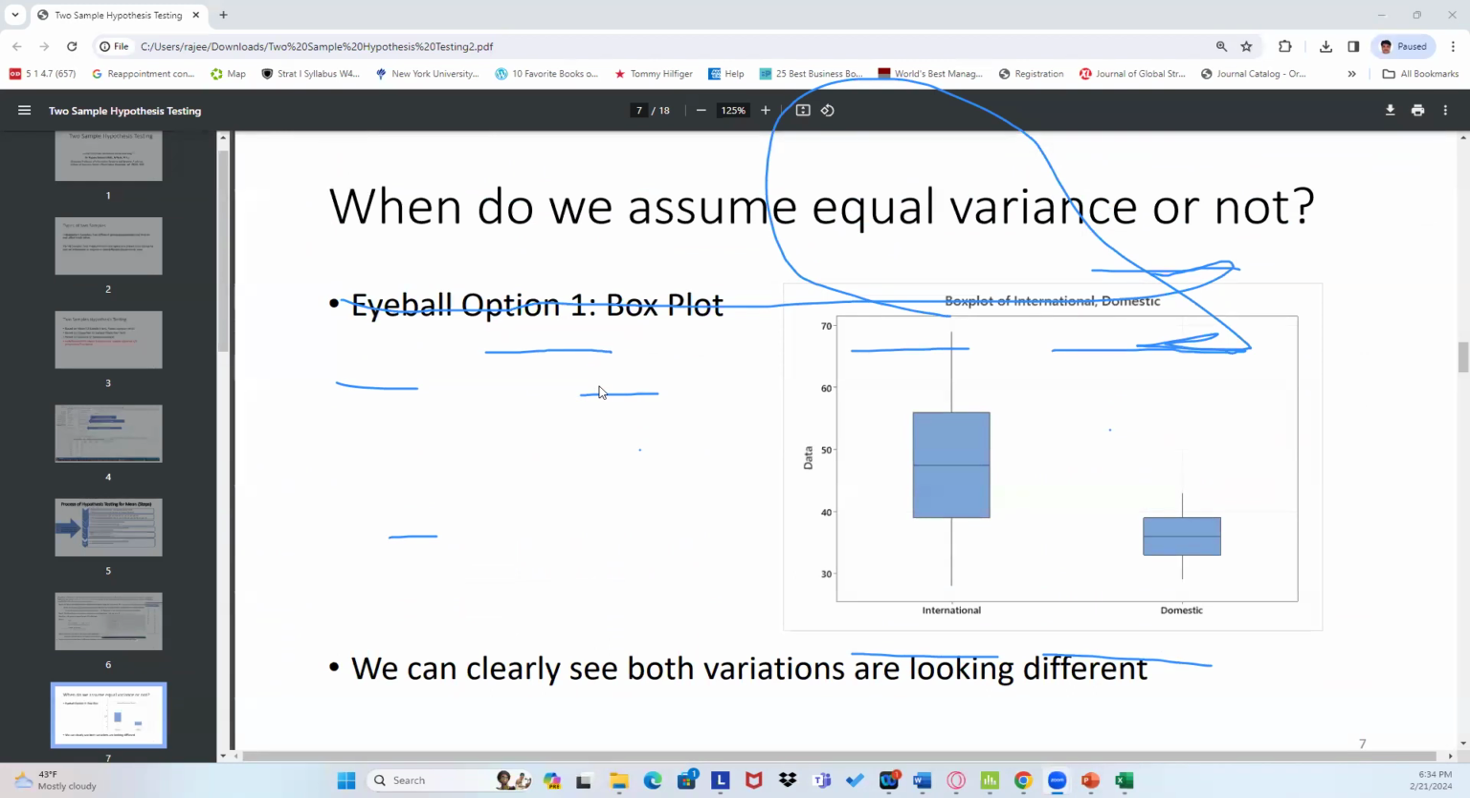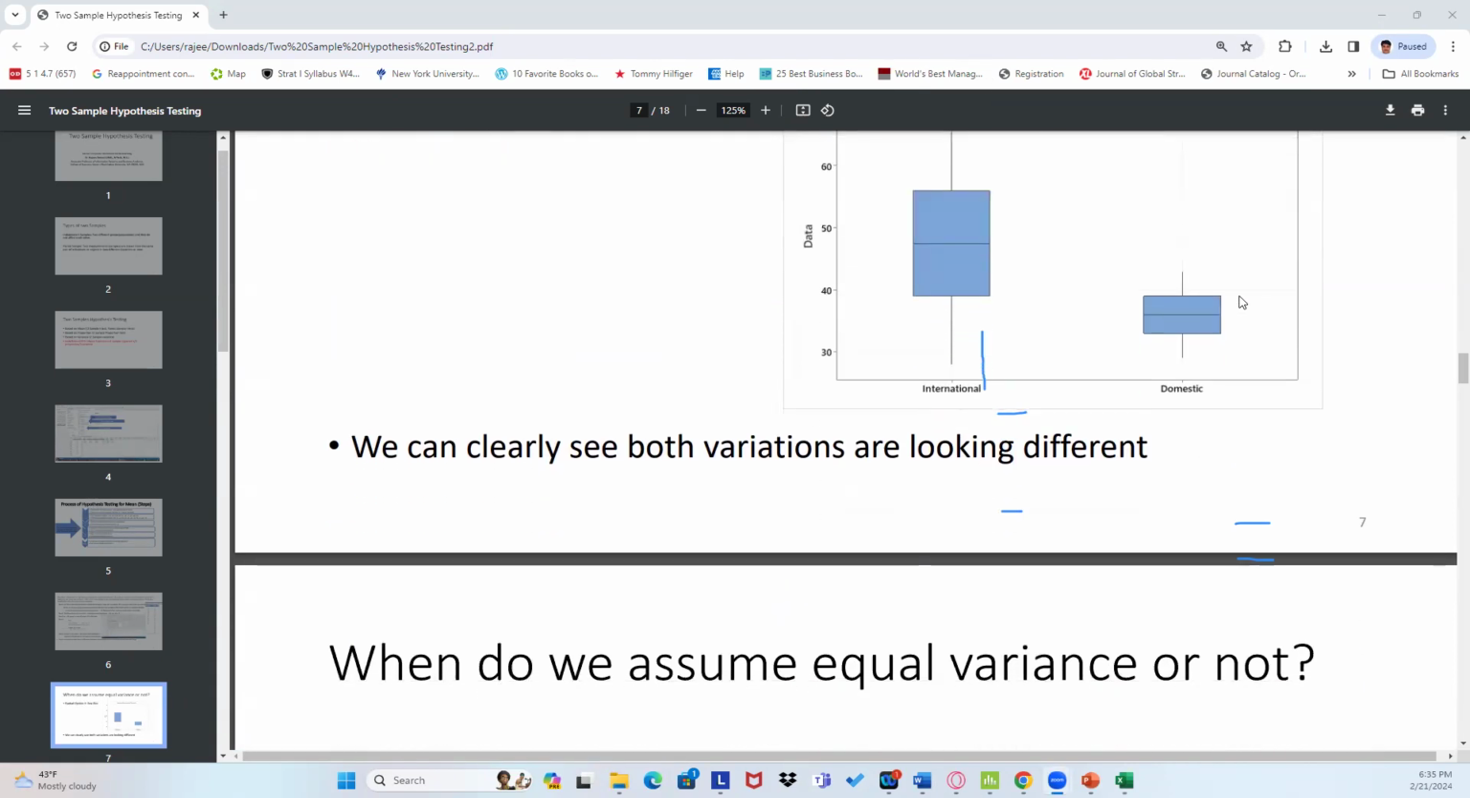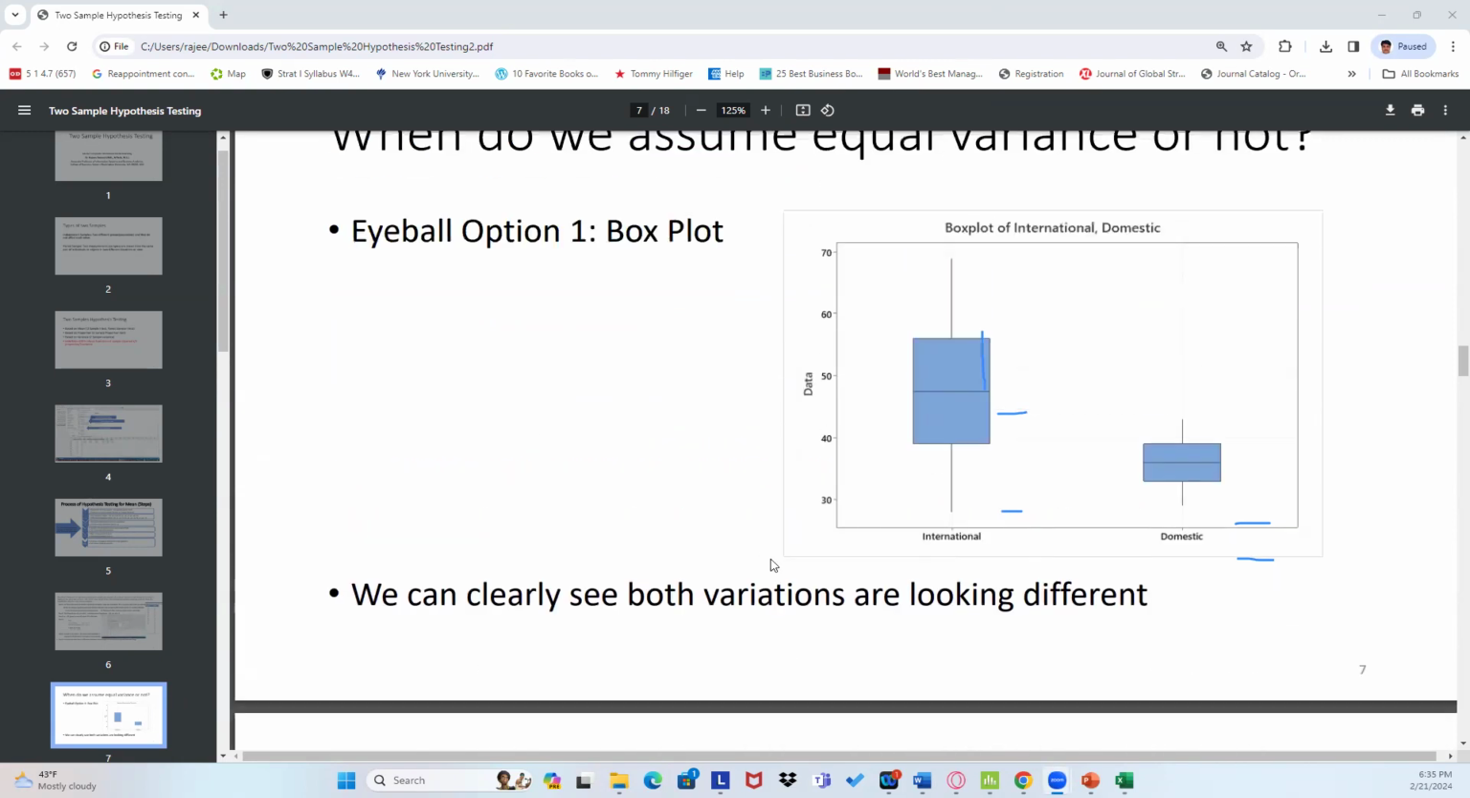First thing is the eyeball test. You know how you can check whether variances are equal or not? First, you do the box plot of both. And we can clearly see in the box plot that there is a difference in variance. They are not equal variance, because you can see the concentration is varying from here to here, and this is here to here. So you can clearly see they are not equal. Both variations look different.